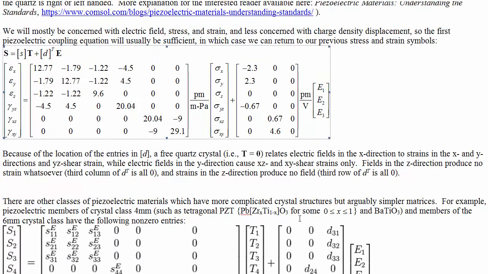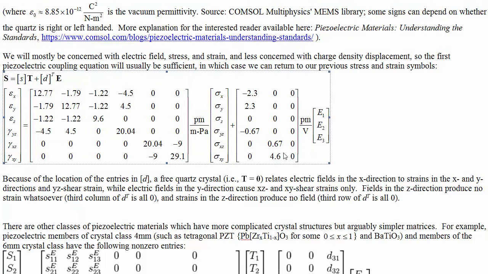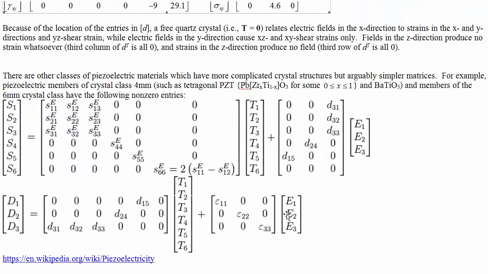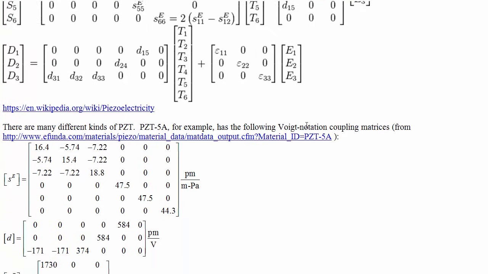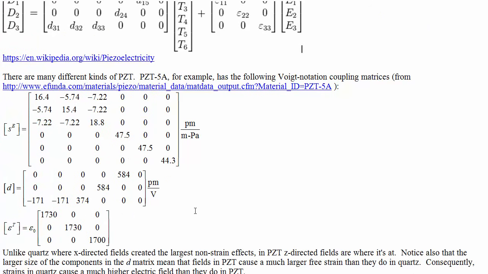Okay, now quartz is actually still quite a complicated material. We can deal with easier materials like PZT, the one we were looking at last time. So here's the types of entries that can be non-zero for piezoelectric materials in the same crystal class, 4mm, as PZT is. Here specifically are the matrices for PZT.